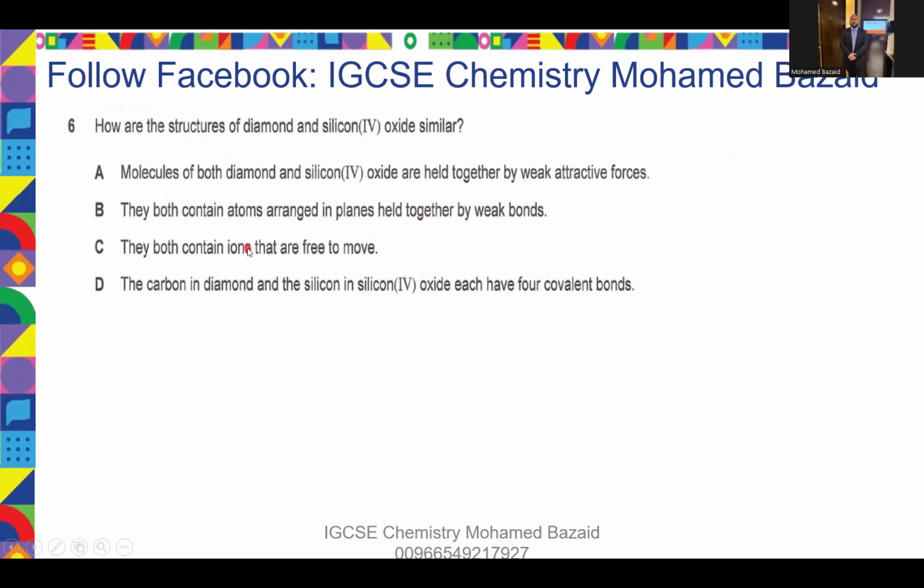I cannot say ions. If you check letter D, the carbon in diamond and the silicon in silicon oxide each have 4 covalent bonds. That's true. Why? If you remember the structure of diamond, each carbon is connected with 4 carbon atoms, and in silicon oxide, each silicon is connected with 4 oxygen atoms, and each oxygen is connected with 2 silicon. So the answer is letter D.